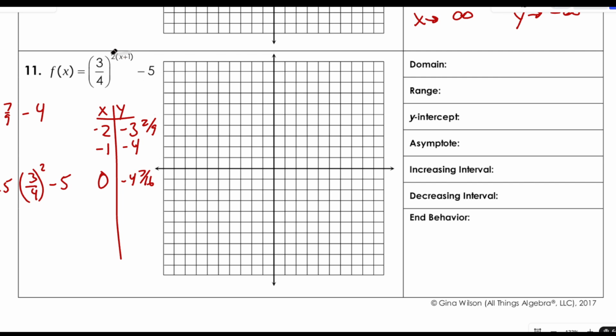All right. I can see my asymptote is going to be -5. 1, 2, 3, 4, 5. See, I get 0, -16, 7/16. Sorry, getting close to my asymptote. -1, -4, -2, 3 2/9. All right, I'm just going to call that enough. 3 points. Okay, domain: reals.